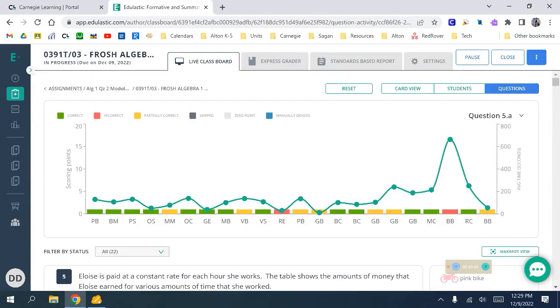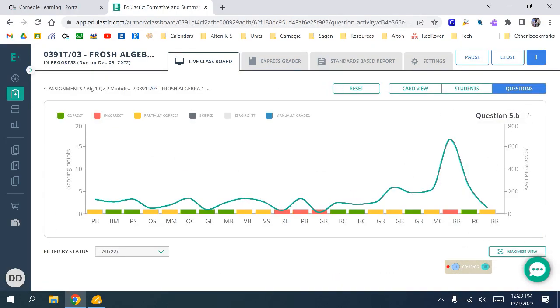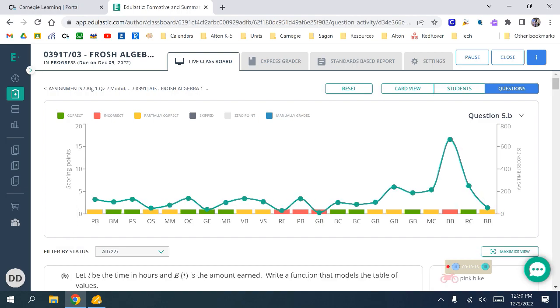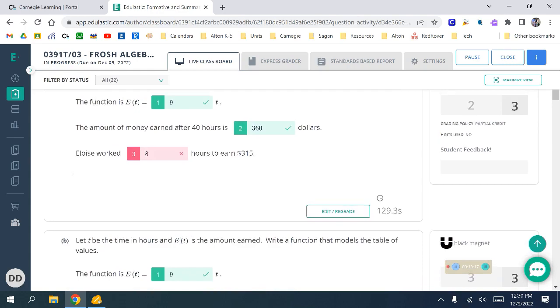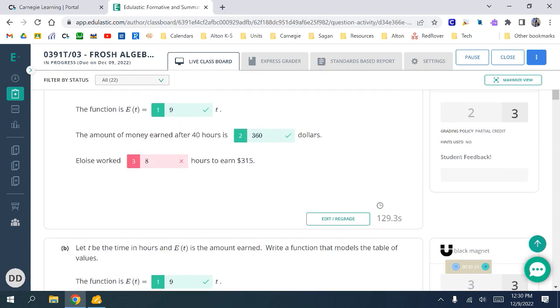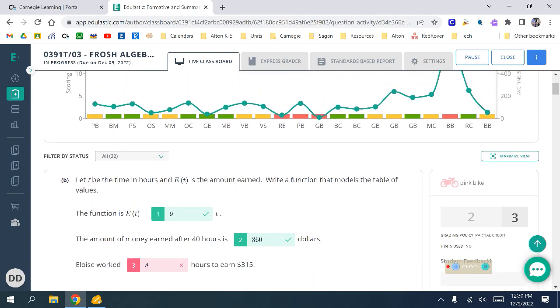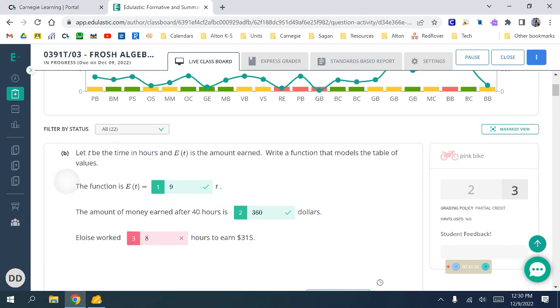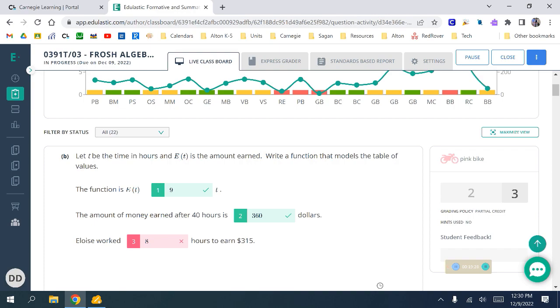And on 5B now, some of you had the question of, right here as it comes up, making the equation. You just already did the hard part. The hard part was finding that 9. So the function is your earnings is 9 times T. What were we doing here? We were doing time. So however many hours you worked, you get that much money. $9 per hour is what you're getting.